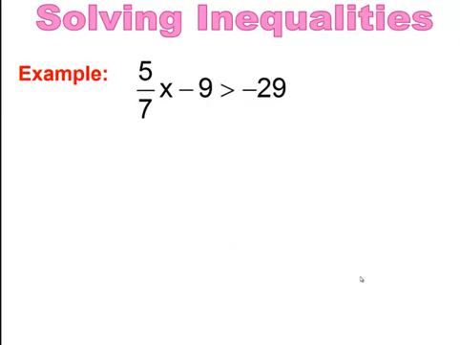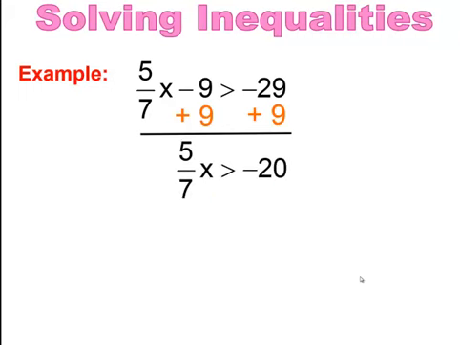Now notice this again, it's a two-step. Don't let the fraction throw you off. It's a two-step inequality. With a two-step inequality, the first thing you're going to do is the addition or subtraction. So in this case, I'm adding 9 to both sides of the inequality. So I'm going to be left with 5/7x is greater than -20.